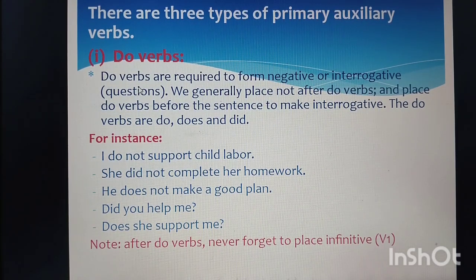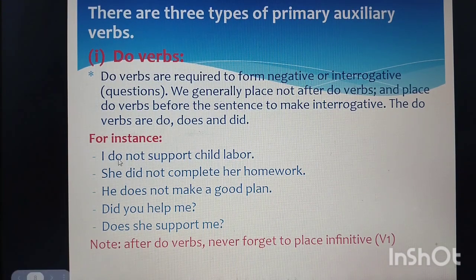Again, this is quite important. Note it, remember, and listen carefully to what I am telling. The do verbs are required to form negative and interrogative, meaning question. We can use not after do verbs to make negative, and we can use these do verbs before the sentence to make the question, to make the interrogative.